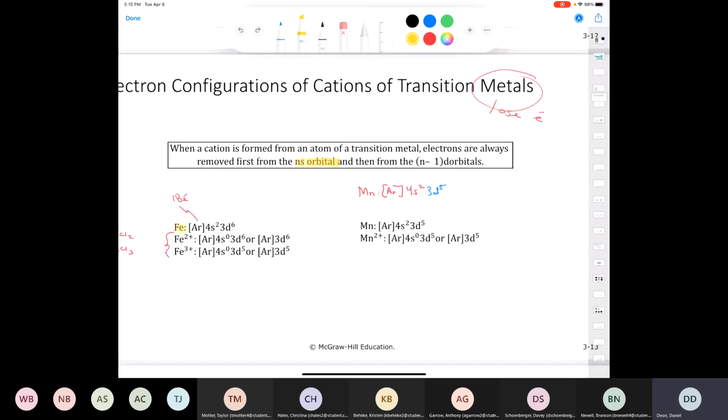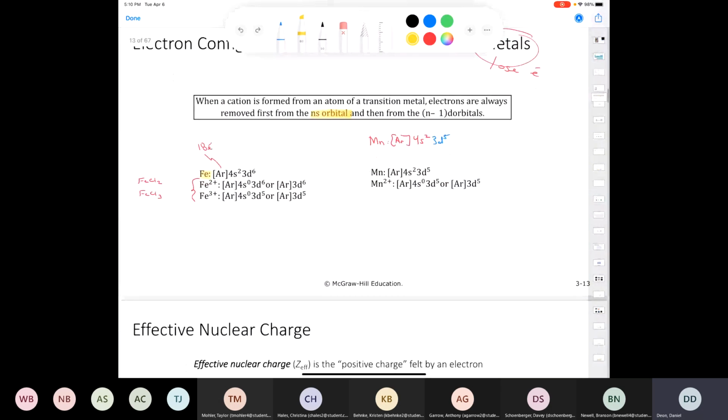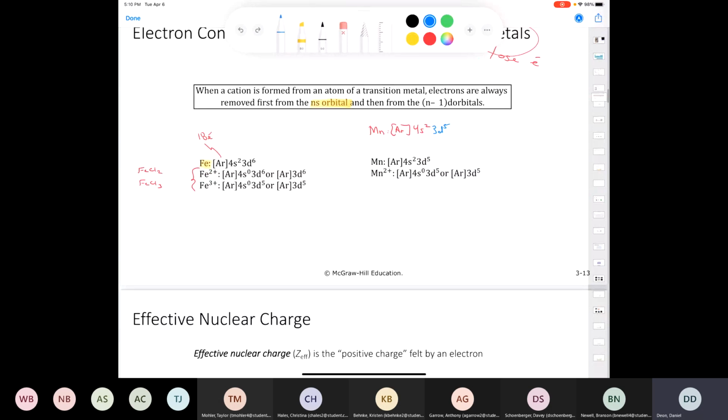Anyhow, there we go. Some interesting exceptions that I'd mentioned last class are things like chromium and copper. So if you look at the electron configuration of chromium, and again, I went over this last class, you might think that it would be argon, and then chromium is element number 24, so you might think it's 4s2, 3d4, like that. But in fact, that is not the electron configuration of chromium. The correct electron configuration of chromium is actually 4s1, 3d5.